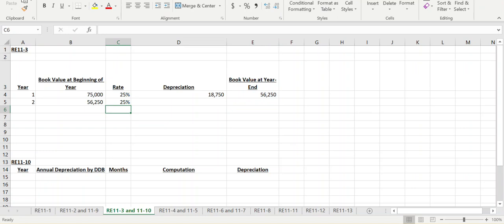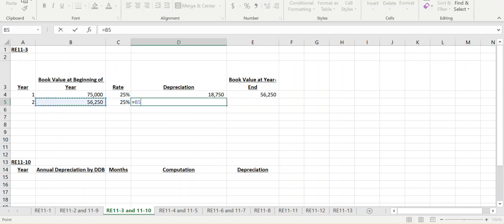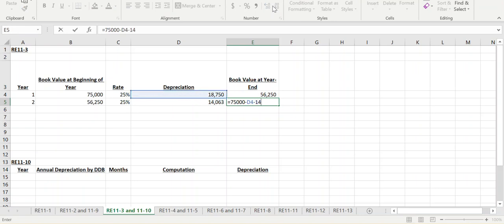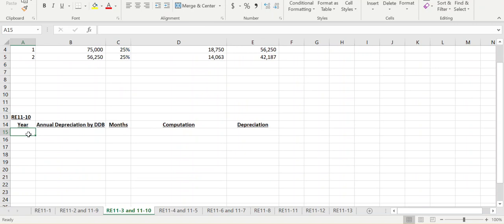Year 2, ending book value from 1 year becomes beginning book value for the next. Again, our double declining balance rate does not change. So we simply multiply the 25%. And again, they told us to round to the nearest whole dollar. So ending book value, $75,000 minus the $18,750 minus the $14,063, we end at $42,187.